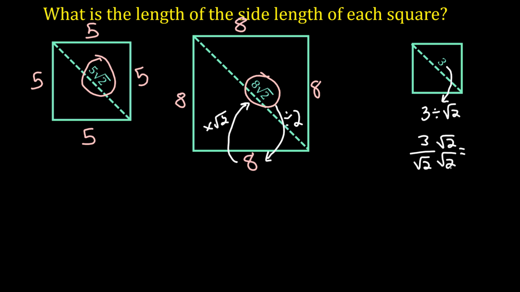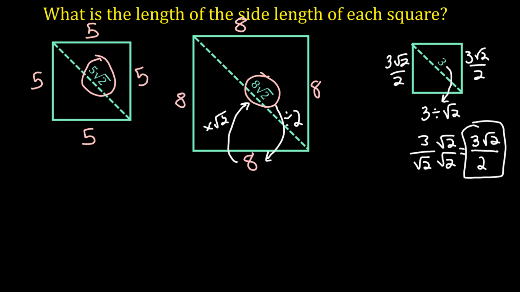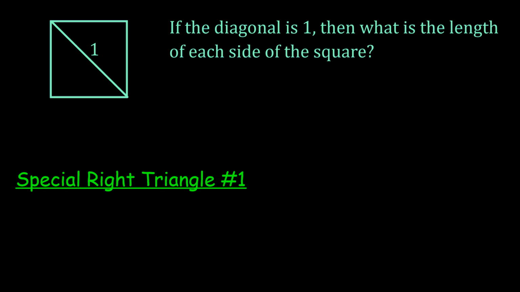But then when we do square root of 2 times square root of 2, we just get 2 on the bottom. And so since we multiplied by root 2 on the bottom, we have to multiply by root 2 on the top. So this becomes 3 root 2 on top. So each side length on this square is 3 root 2 over 2, 3 root 2 over 2, and so on. Same thing with the top and the bottom. So here's the most special of these 45, 45, 90 triangles: when the diagonal is 1.